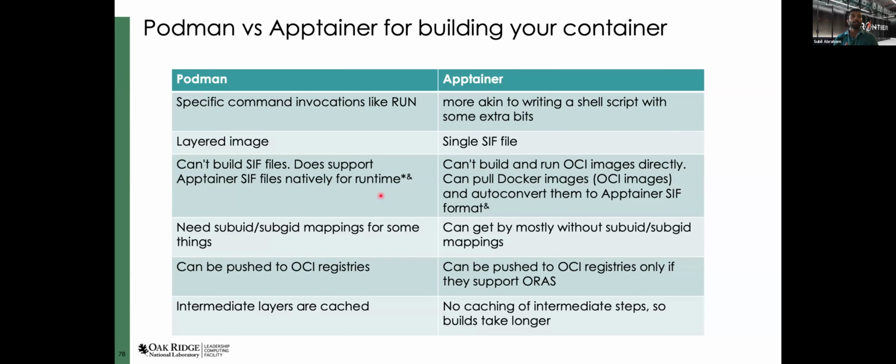This also ties into the layered image format of Podman versus the single file format of Apptainer. When you push an OCI image, all of its individual layers are stored. Because the individual layers are stored, you can treat them as being cached.